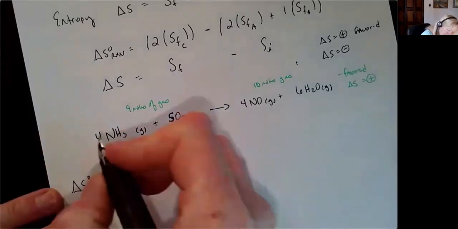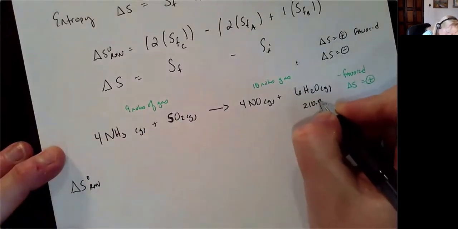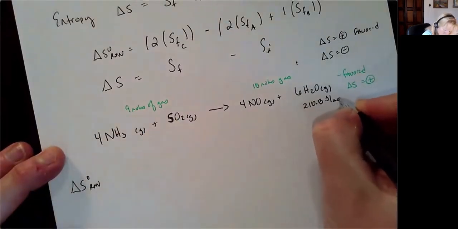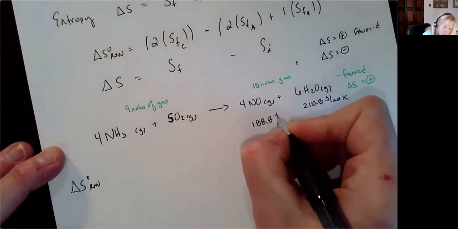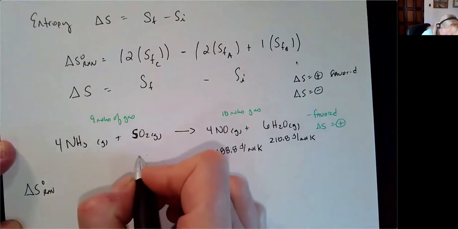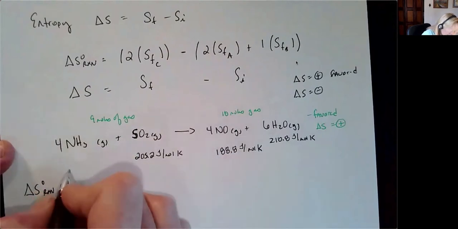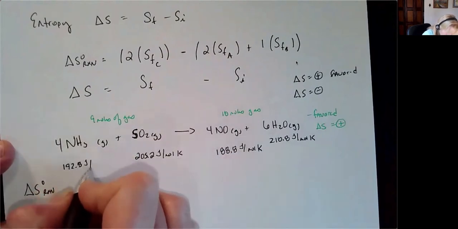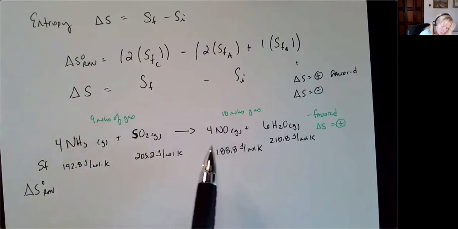If I were to look at these values, what I find is that this is 210.8 joules per mole Kelvin. NO is 188.8 joules per mole Kelvin. I'm going to have a value for oxygen. Oxygen is 205.2 joules per mole Kelvin, and ammonia is 192.8 joules per mole Kelvin. So I would just take these values. These are all my S° values that I looked up in the table, and then I could plug them into this equation here and solve for delta S.